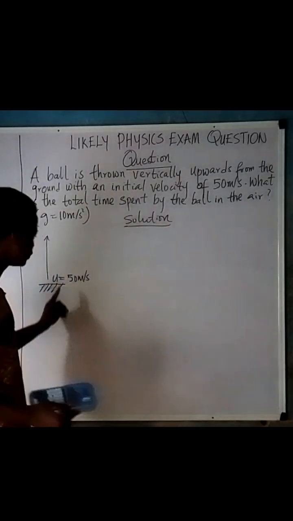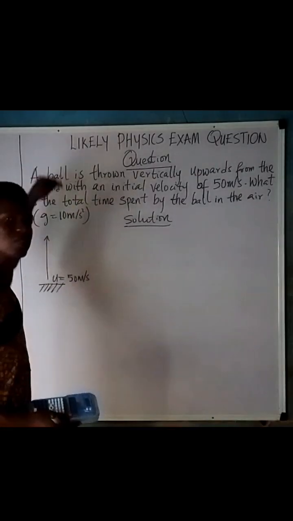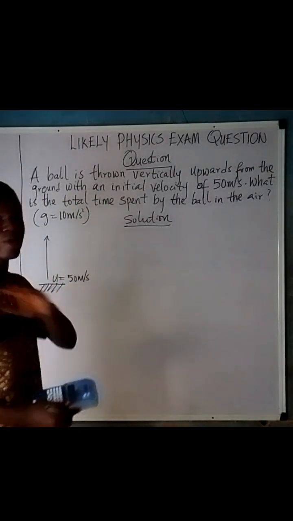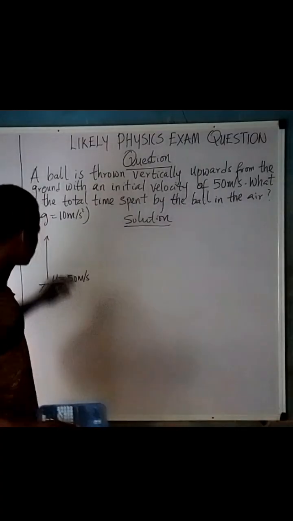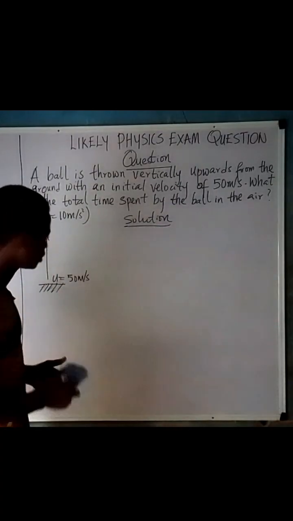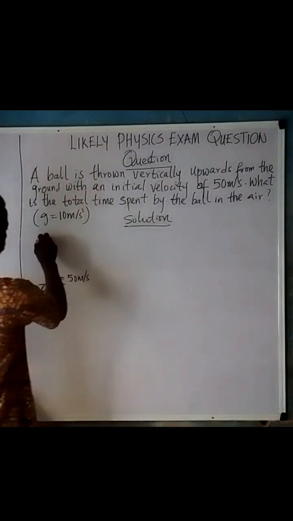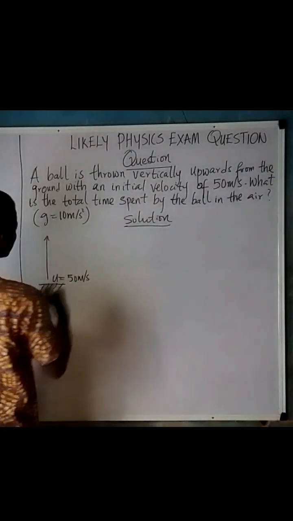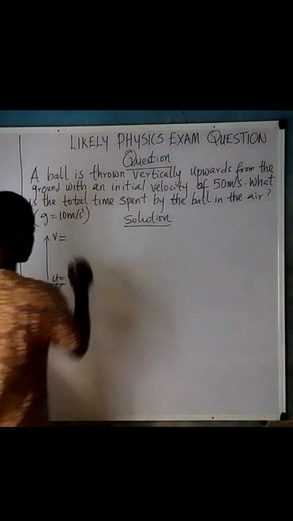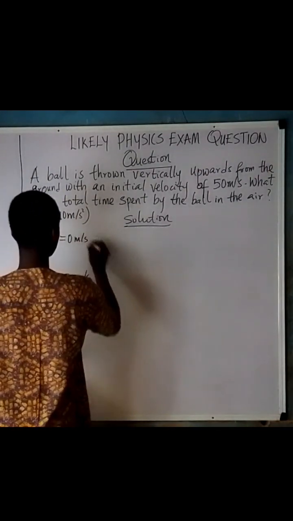Now, we know that it will go upward against gravity that is acting downward, but at a certain point, there will be zero velocity. So at that point, we can say the body has attained its maximum height. So let's say this is the maximum height. At that maximum height, there is a final velocity. And what is that final velocity? 0 meters per second.